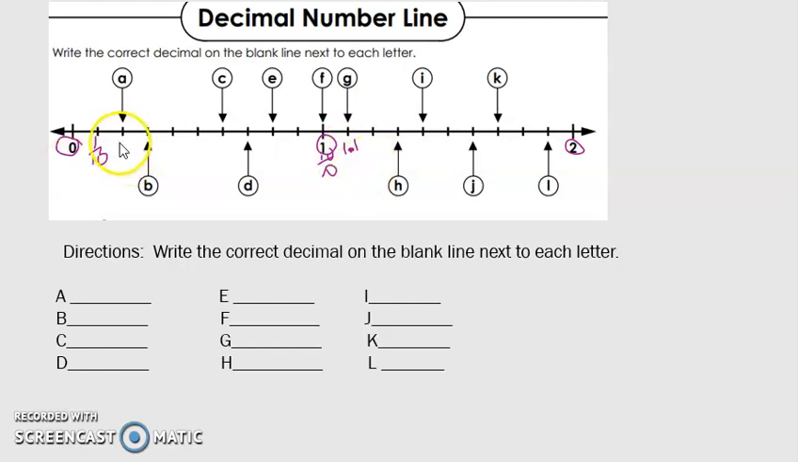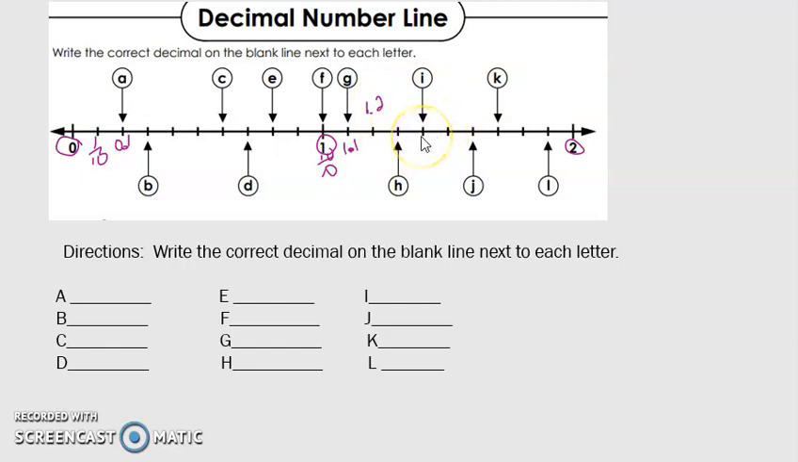Okay, back here, we didn't have any wholes. So guess what? On the left side of the decimal, if there's no wholes, you put a what? A 0. Now we have 1 whole, because here's the 1, we've passed the 1. 1 and 1/10. 1 and 2/10. 1 and 3/10.